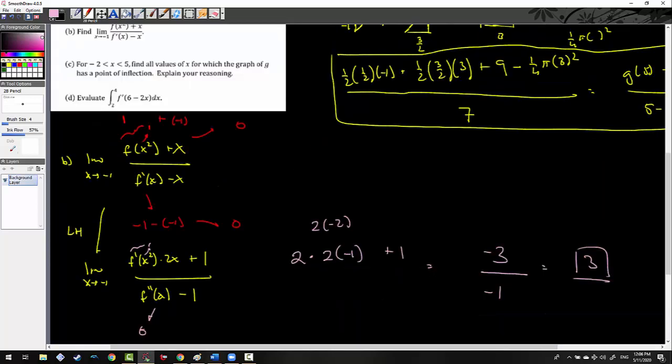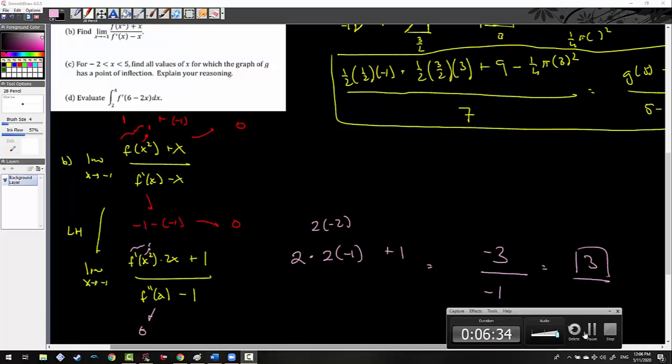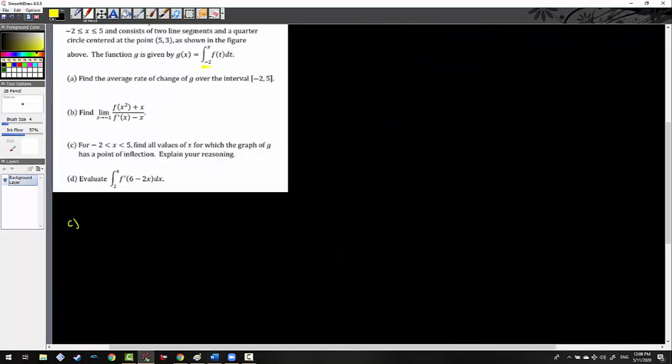Okay, let me go and clean up the board real quick, and I'll get started with C. In part C, it says, on the interval -2 to 5, find all values for x for which the graph of g has a point of inflection and explain your reasoning.